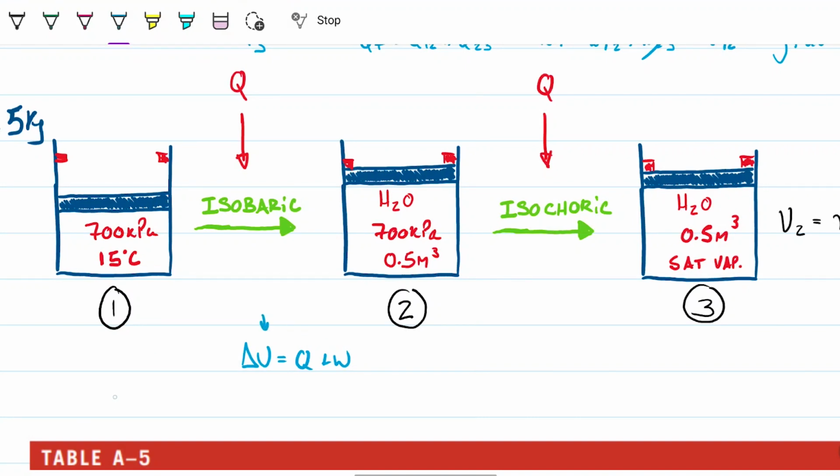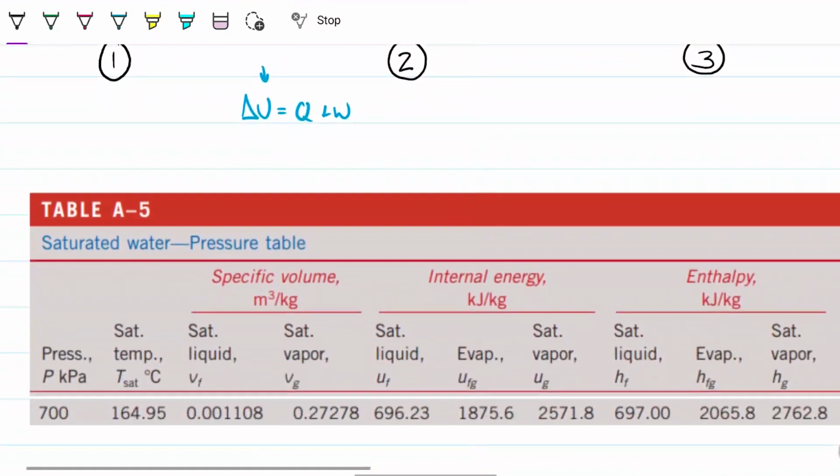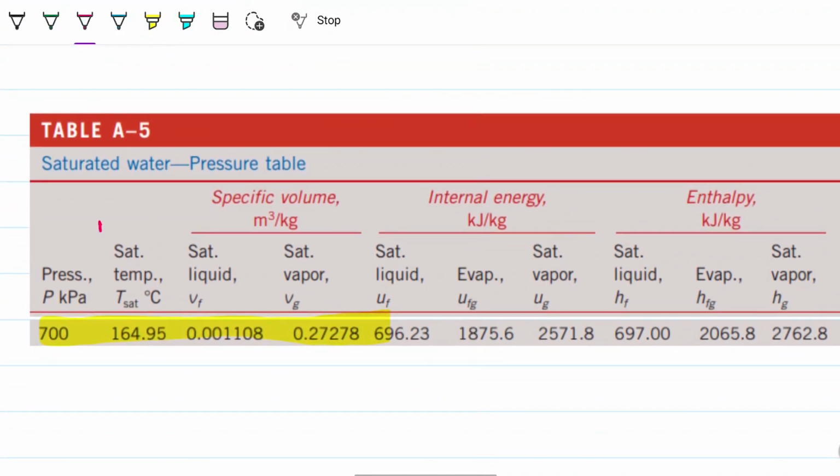And let's start with state number 1. So state 1 is at 700 kilopascals. So if you look here in the pressure table at 700, and I know that I'm at 15 degrees Celsius. Because the saturated temperature is 161 and my temperature is smaller than Tsat, then I know this is a compressed fluid.